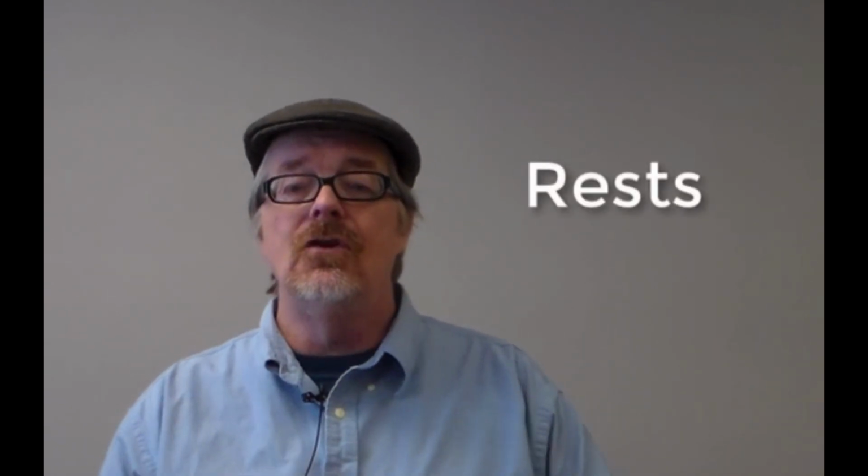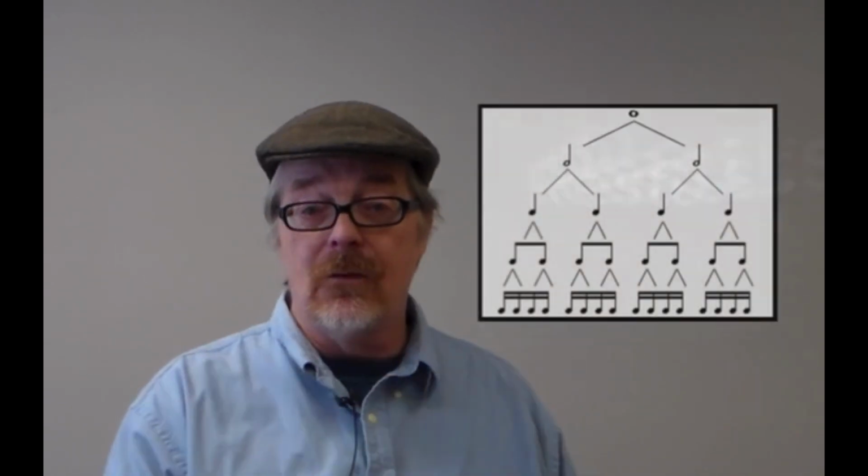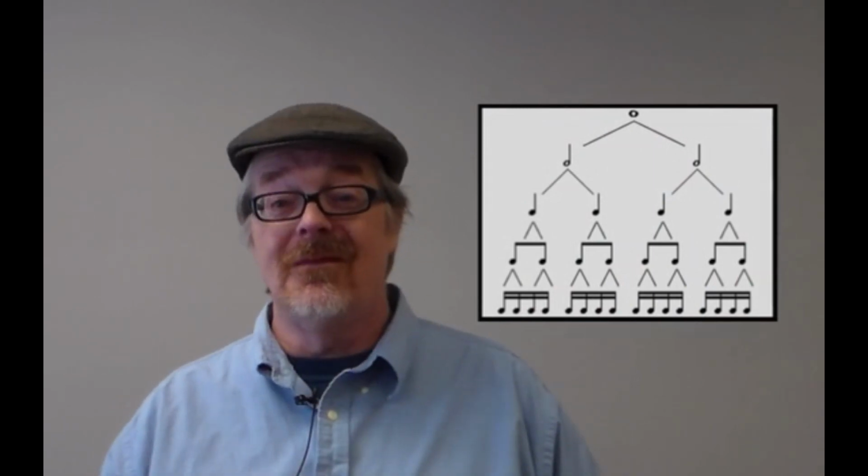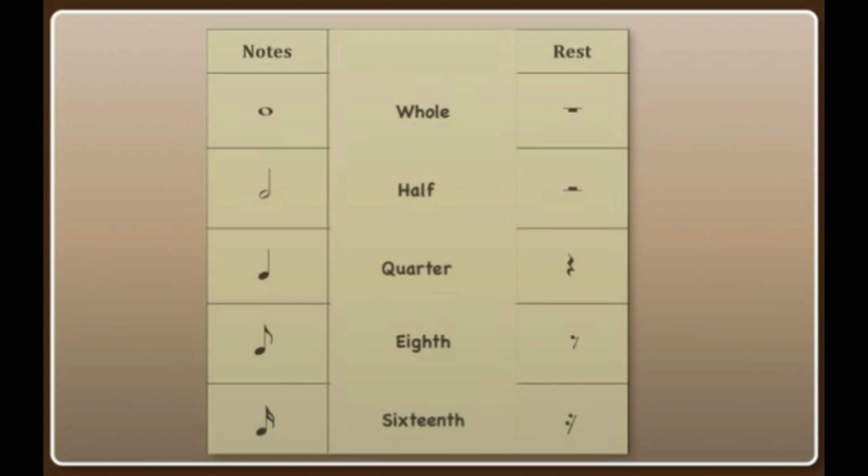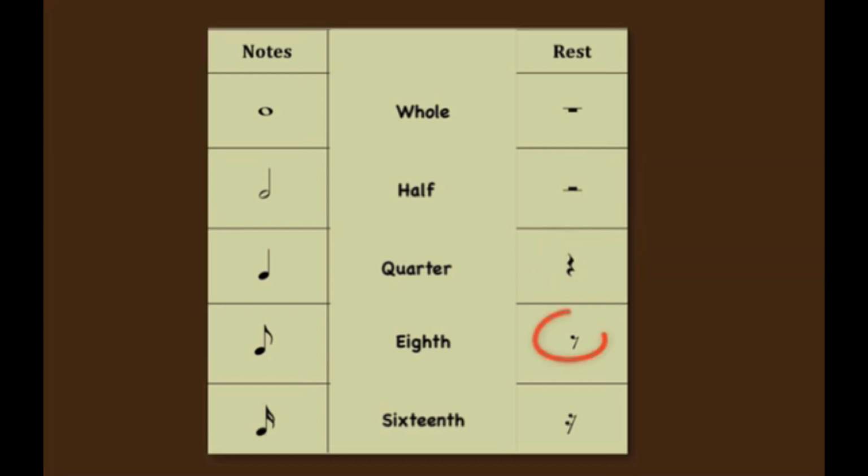We're going to talk about rests to begin with. Do you remember the note pyramid that we had in our first lesson? Well, there's an equivalent rest for each one of those notes. Whole note, meet whole rest. Half note, meet half rest. Quarter note, equal quarter rest. Eighth note, eighth rest. 16th note, 16th rest.